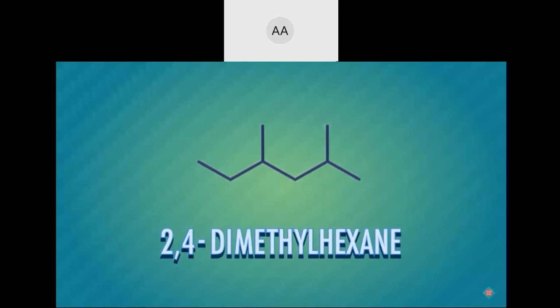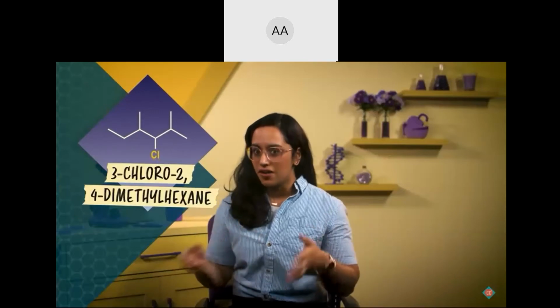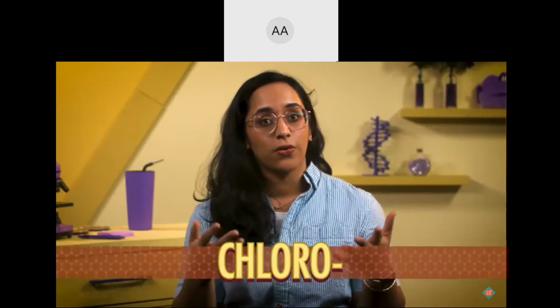But there are other substituents besides carbon chains. Let's say we take our 2,4-dimethylhexane and replace a hydrogen atom on carbon 3 with a halogen like a chlorine atom. So the molecule name gets another prefix. Halogens get the ine in their name replaced with the letter O. So chlorine becomes chloro, bromine becomes bromo, and iodine becomes iodo. That means we need to tack on the prefix 3-chloro here.